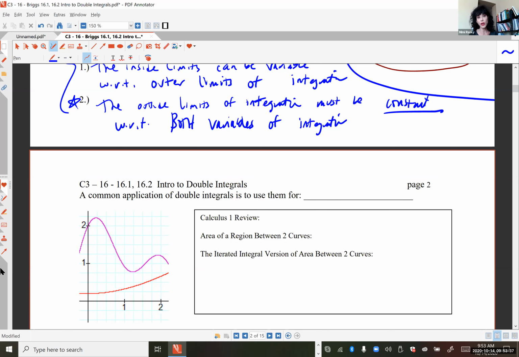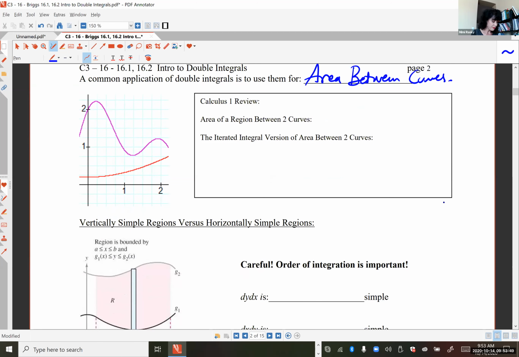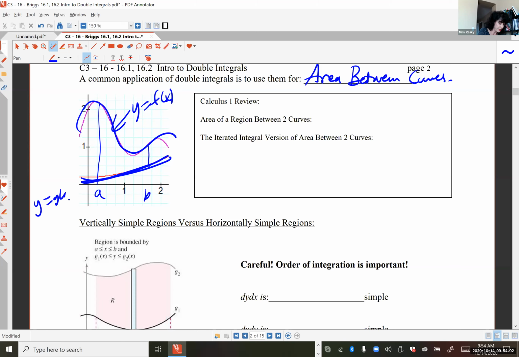Good news, I'm going to do a quick Calc 1 review. What's my review? How to find area between curves. Really? And you may have already forgot anyway, so hey, good review. The way I teach this when I teach Calc 1 is I draw a curve here, I'll call this curve y equals f of x, and then I draw another curve down here, and I'll call it y equals g of x, say. And then I'm like, hey, kids, what is the area between the two curves?